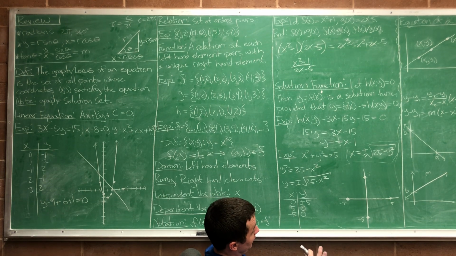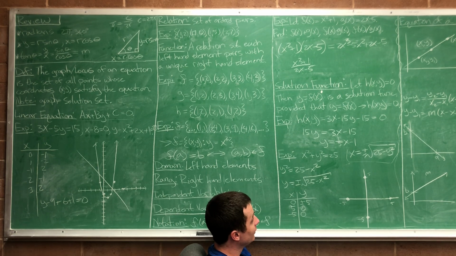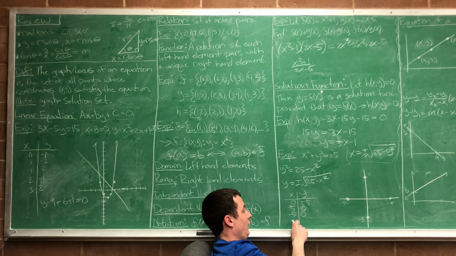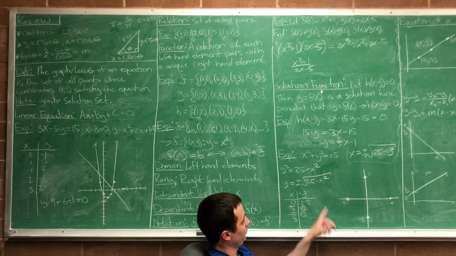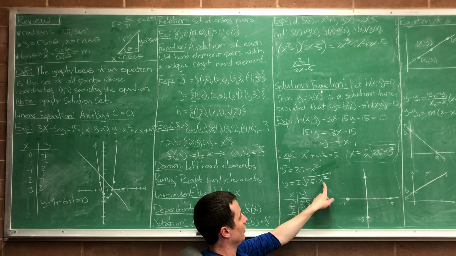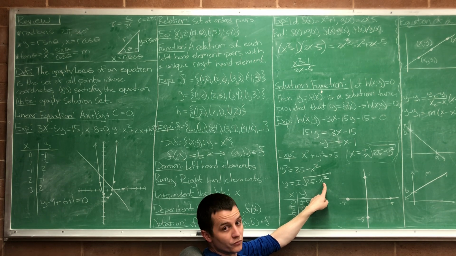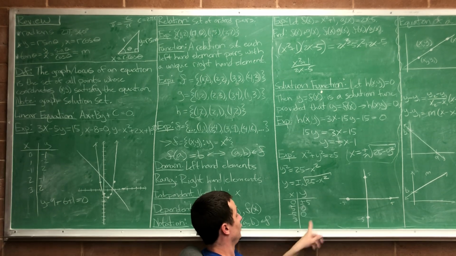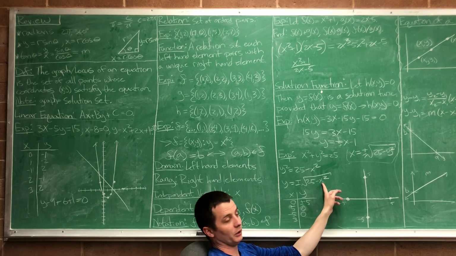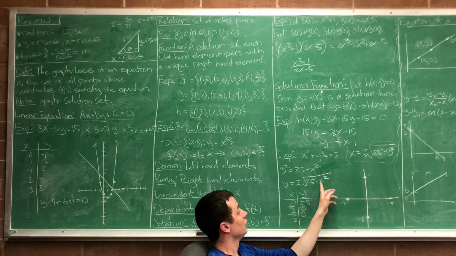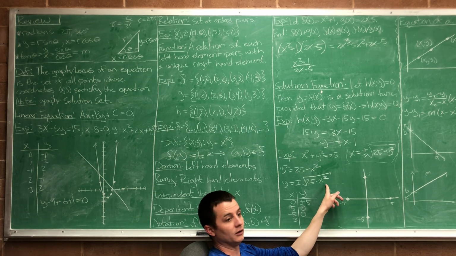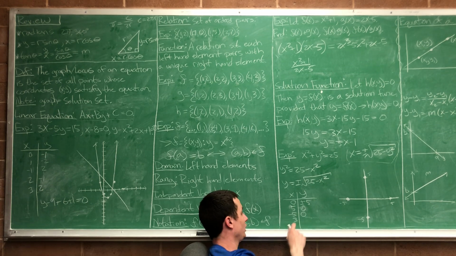Okay. Let's try one more. Let's see, what will be a point that comes out nice? 3. 3 will come out nice? Yes. Okay, so let's plug in 3 for x. What do we get? Sorry, x is 3. So what's 3 squared? 9. 25 minus 9 is 16. Square root of 16 is 4. So we got plus or minus 4.